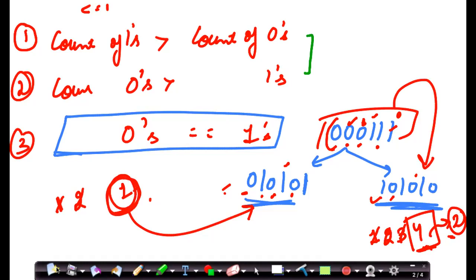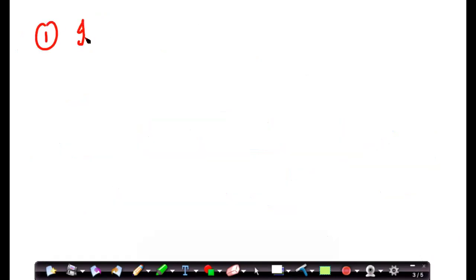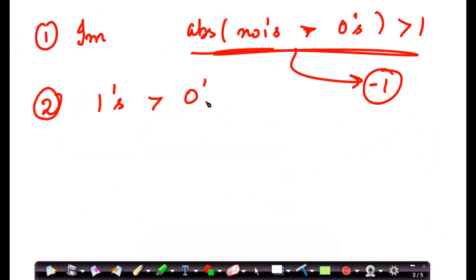So we have covered all the cases to find our final output. Let's take all the cases again. First of all, the impossible case, in which the absolute difference between the number of ones and the number of zeros is greater than 1. In that case, we directly have to return -1. Second case was, what if the number of ones is greater than the number of zeros? Then 1 will be our first character, and keeping this in mind, we'll find out the wrong positions.